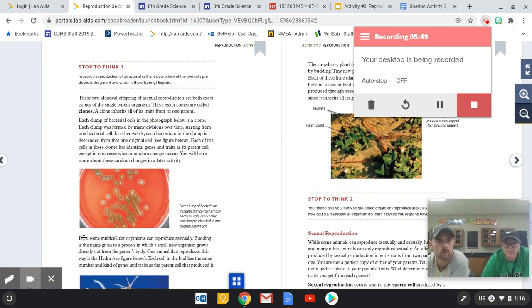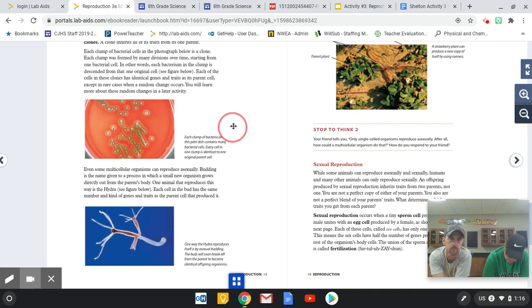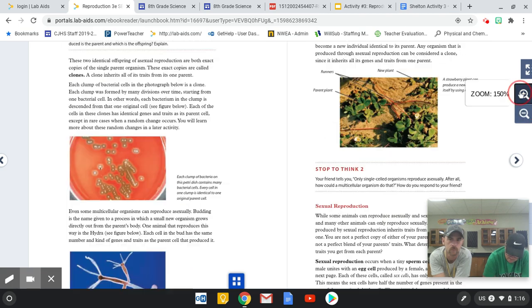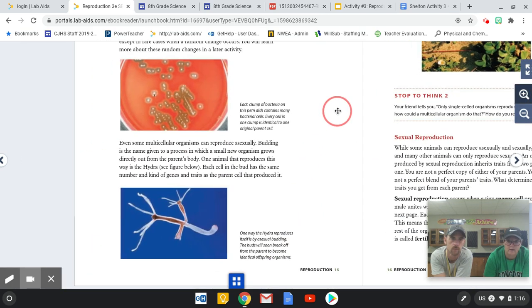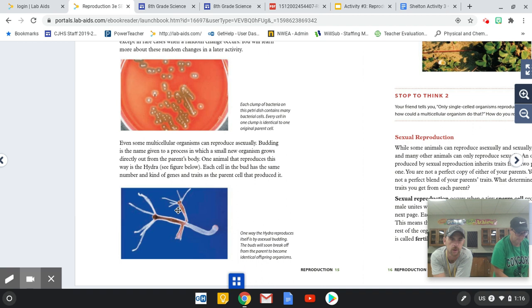If we look down at this picture at the bottom here, I'm not sure why we're not seeing it, but if you look at that picture, it says one way the hydra reproduces itself is by asexual budding. The buds will soon break off from the parent to become identical offspring organisms. There you go. So you can see the original hydra right here, and you see that it's starting to regrow another exact clone. Notice that this one looks exactly the same as that one right there. That's what the picture is trying to tell you.